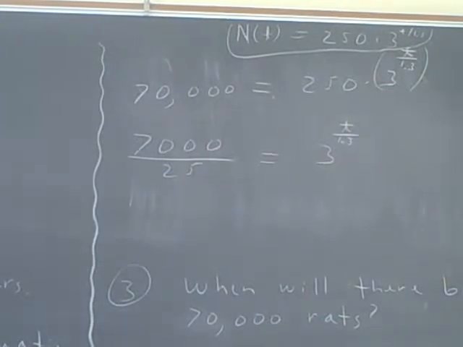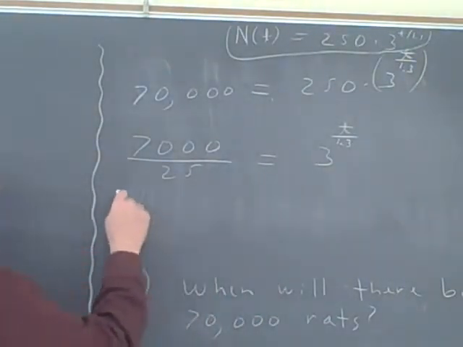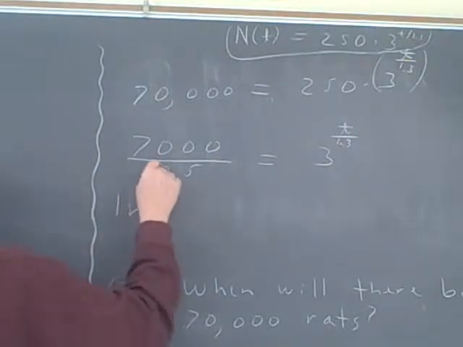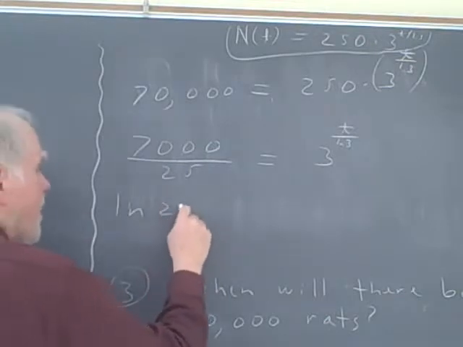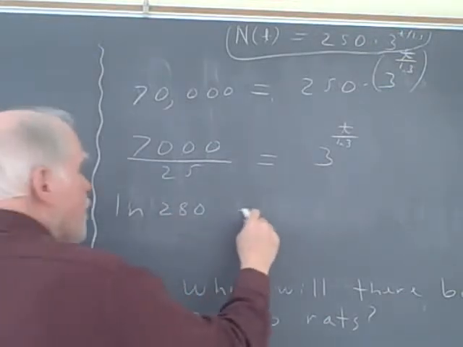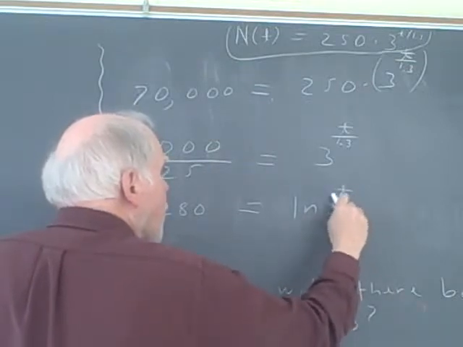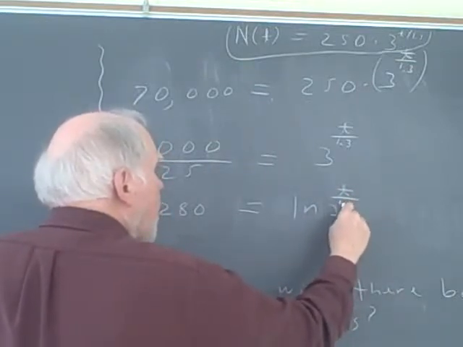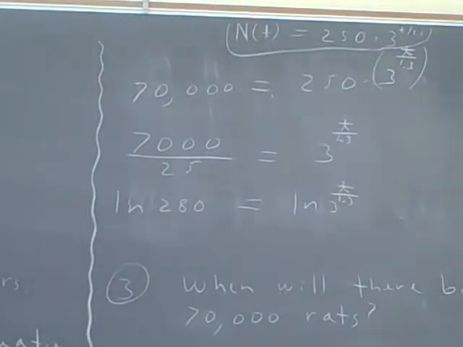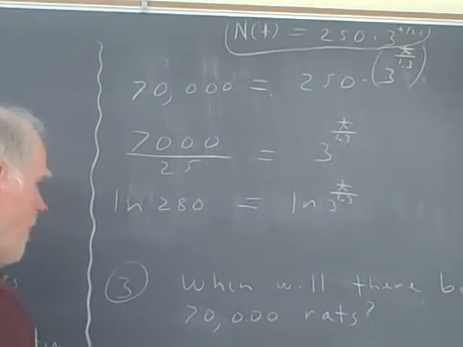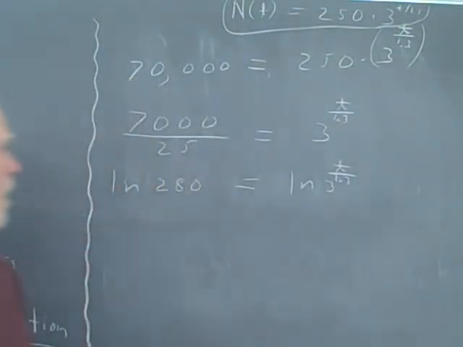Once you have your exponential term isolated, you take the log of both sides. So I'm going to take the log of this left side, which is 280. If you divide 25 in there, you get 280. That's an easier number to deal with. This should equal the log of 3 to the t over 1.3. And we're getting close now. We want to know when there will be 70,000 rats.